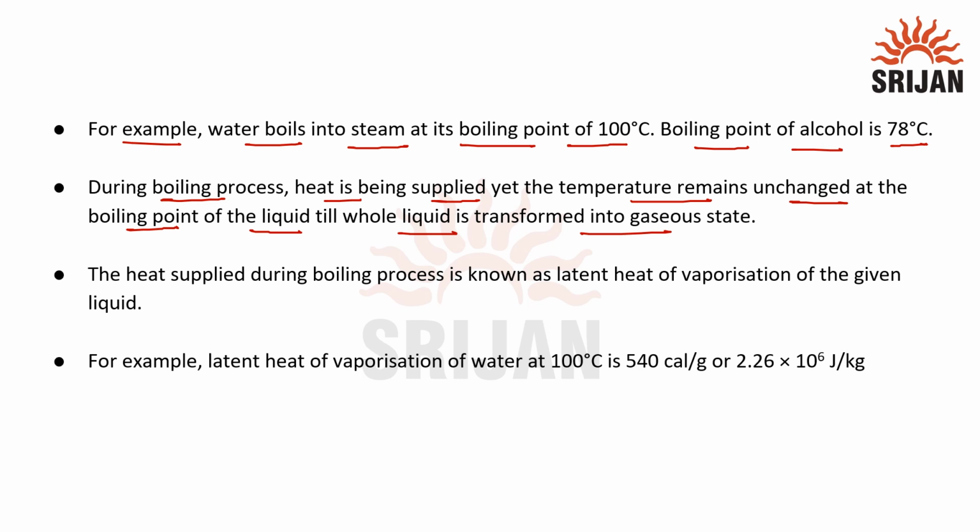heat of vaporization. The heat supplied during the boiling process is known as latent heat of vaporization of given liquid. For example, latent heat of vaporization of water at 100 degrees Celsius is 540 calorie per gram or 2.26 into 10 to the power 6 joule per kg.